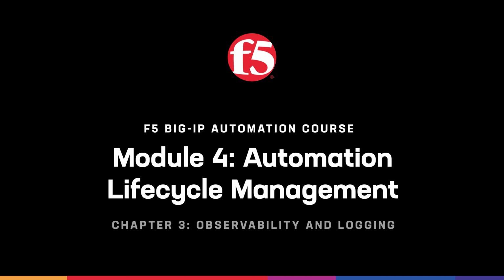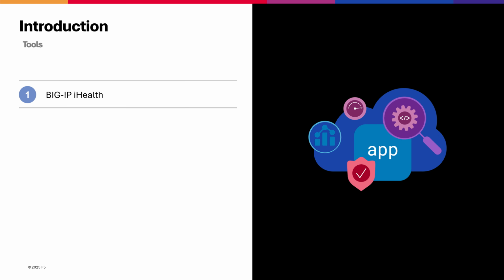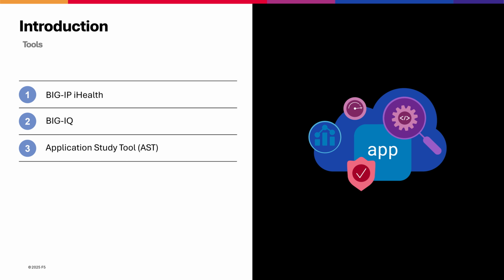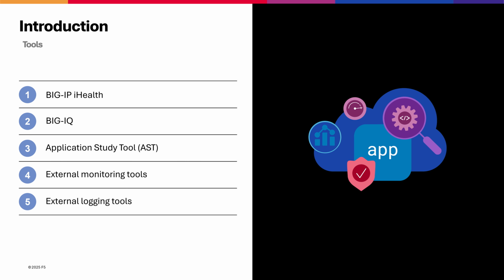This chapter covers the tools and approaches to help you manage and monitor your BIG-IP environment before, during, and after infrastructure or configuration updates. Comparing performance before and after making changes helps identify possible problems and also measure the impact of your updates. We'll cover BIG-IP iHealth, BIG-IQ, the AST tool, external monitoring tools, and external logging tools.